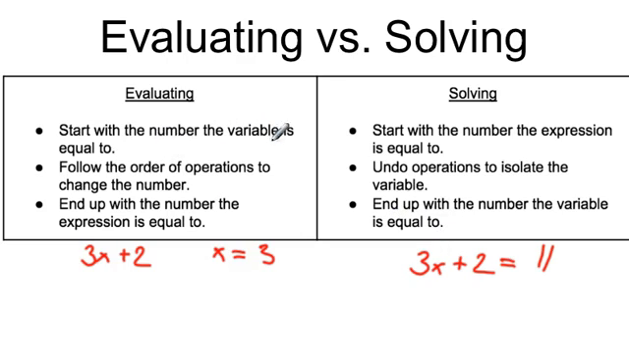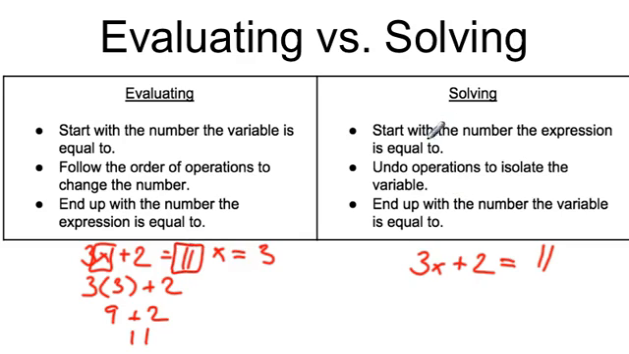So when I'm evaluating, I start with the number that the variable is equal to. I know that the variable is equal to 3, and so I can replace the x with a 3. And then I'm going to follow the order of operations. I do multiplication first, and then addition after that. 9 plus 2 is 11. So I started with the number the variable is equal to, did the order of operations, and ended up with what would eventually be over here. 3x plus 2 equals 11 when x equals 3. So I started with what the x was and ended up with this 11.